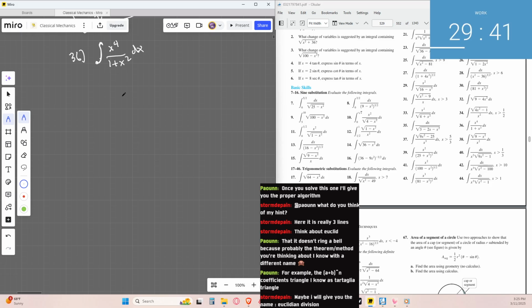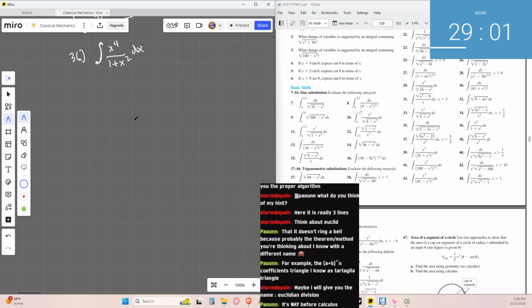Maybe I'll give you the name Euclidean division. What do we got? Example, the coefficient triangle I know as a... Oh. Is that way beyond calculus? I'm not familiar with that type of technique. Are you guys basically giving me a hint to solve it in a different way? It's way before calculus. Medium hint, try to rewrite.